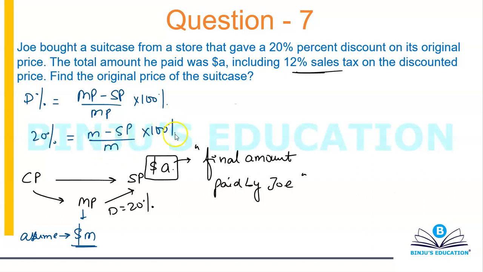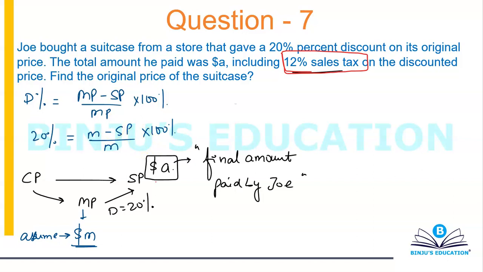Now understand this. Don't take the selling price to be A here, in this formula. The reason is that after the discount, there is again a sales tax of 12% which is included. So after you give the discount, you're also adding a 12% sales tax. So this A includes everything. Now in this formula, when I'm calculating the selling price, I'm not considering the sales tax in this selling price. I'm yet to add that 12%. So don't take this selling price to be A.